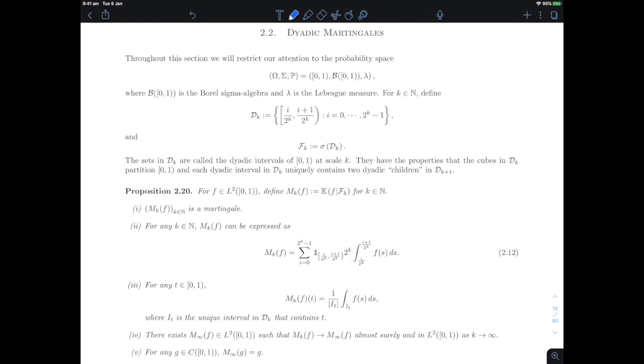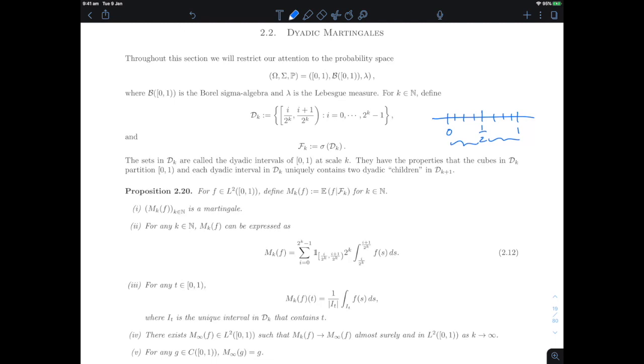Now, let's visualize these intervals. If k is equal to 0, then there's only one of them, of length 1. That's the full interval. If k is equal to 1, then there are two of them of length 1/2: 0 to 1/2 and 1/2 to 1. And then when k is 2, we get 4 of those, when k is 3, we get 8 of those, and so on and so forth.